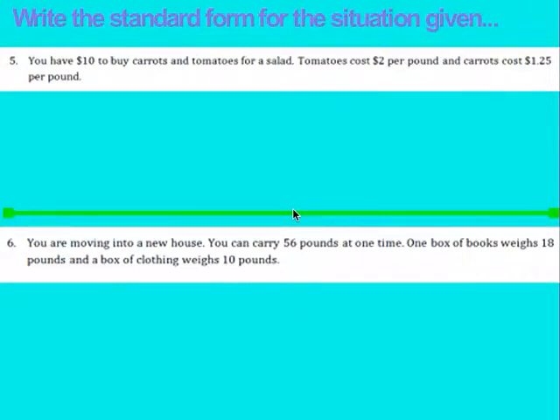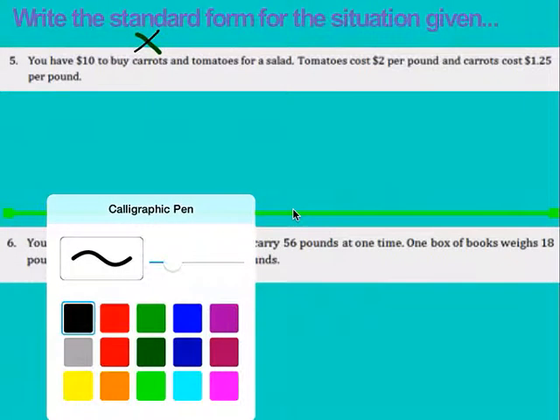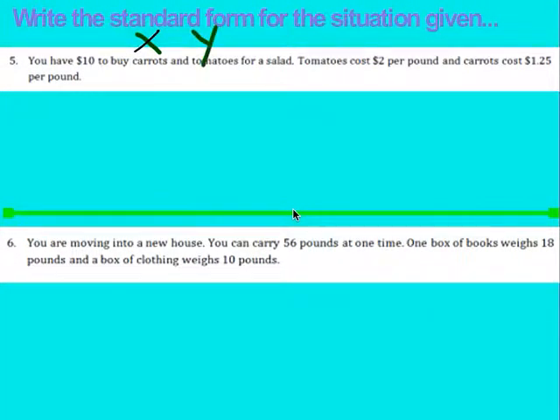So when we do word problems for standard form, we're going to have two variables. We need to have an x and a y. So there's going to be two things that we don't know that we're going to have to find. So taking a look at number 5, you have $10 to buy carrots and tomatoes for a salad. So I'm going to let x represent carrots and y represent tomatoes. Okay, so let's go ahead and take a look at that. So we have $10 total. So we're just going to assume that we're paying that $10.